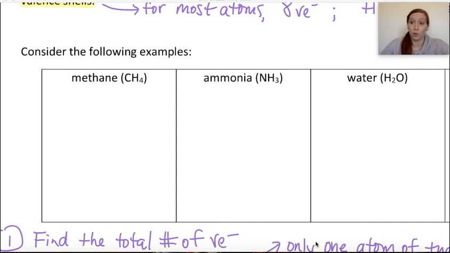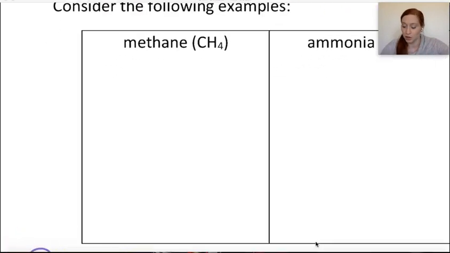Whenever you see methane, you're going to write CH4 as your formula and vice versa. The other and last one that we're going to use a common name for is ammonia, and that is NH3. Now let's get to their Lewis structures.